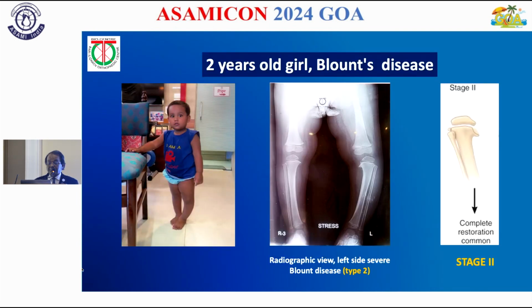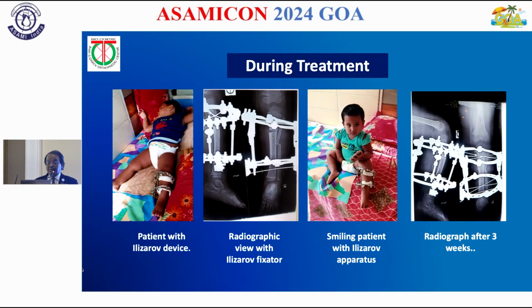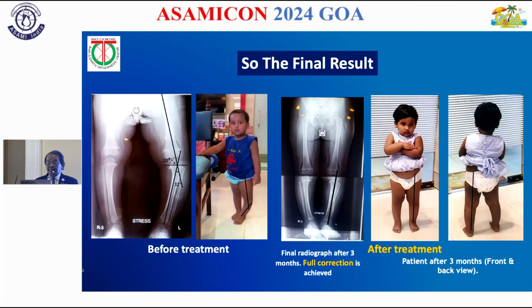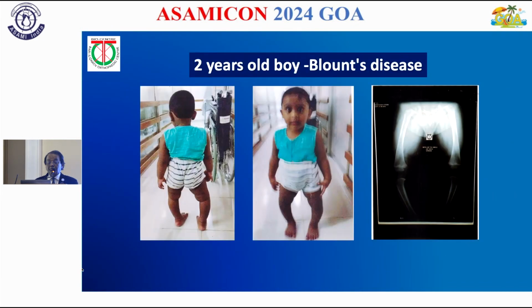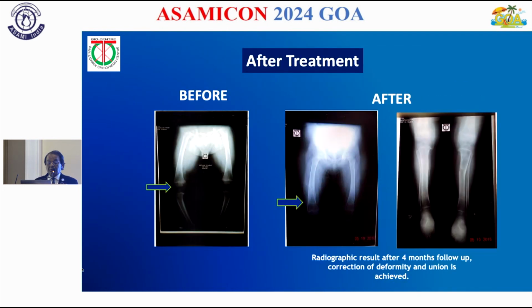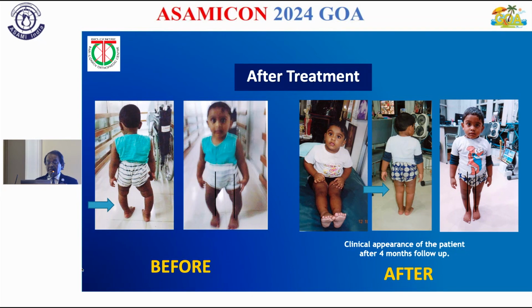A 2-year-old girl, Blount's disease, stage 2. You can see here only the Elizarov wires. I have done this, and you see after 3 months the radiographic view during treatment, and this is the final result. Now you can see the 2-year-old boy, Blount's disease, again with wires, with rings, and this is the treatment after the 4 months follow-up.